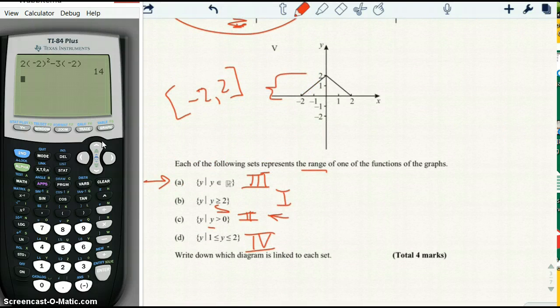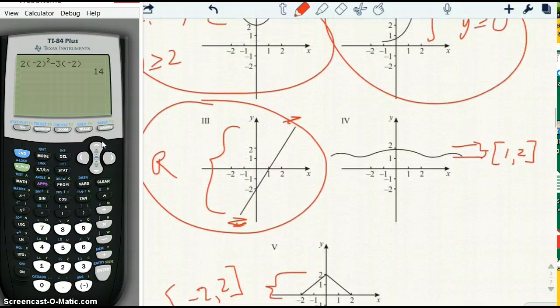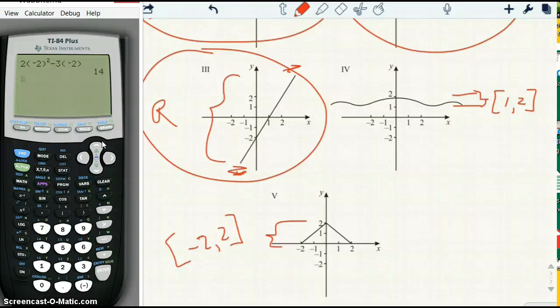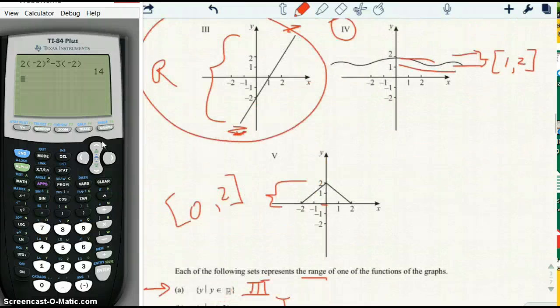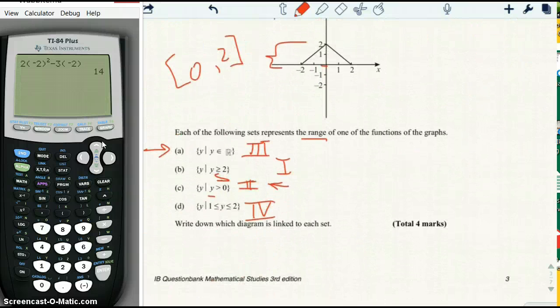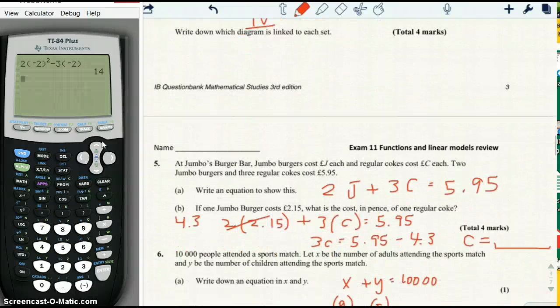And the last one is y is between 1 and 2. So it should be one of these two that's remaining. Now this one you can see it goes from, I did something wrong here. Ignore that. This should be 0 to 2, right? The bottom value is 0 and the top value is 2. This one here ranges from 1 to 2, right? So actually the answer would be 4. Okay? And I am going to continue this in the next video.